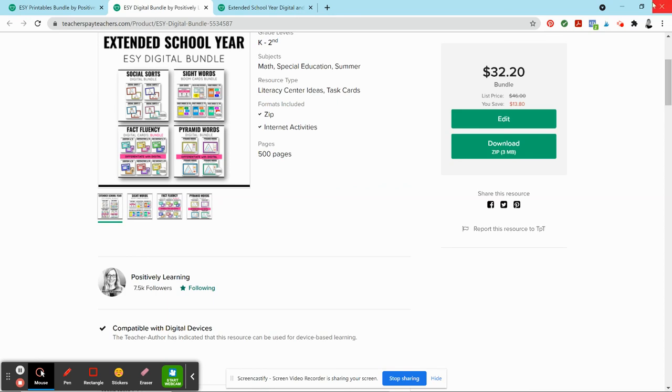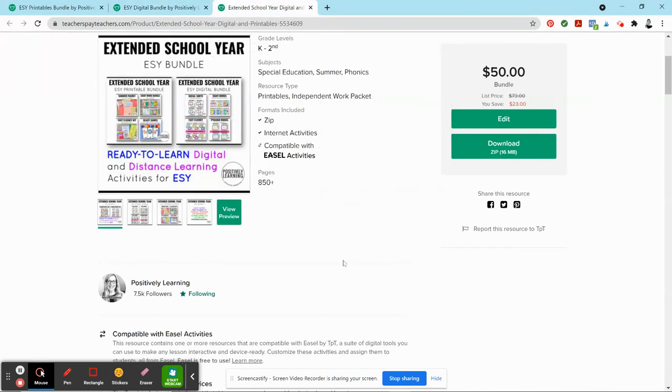All right, and then the last option is that these are both together. And there's a money saving option if you were going to purchase this. But maybe you're listening to this going, I have 22 sets of Boom cards. I already have those. Wait a minute, I have a summer packet. I have tons and tons of sight words. I have an entire fact fluency program, and I have some fun phonics games. I just now have ideas on how to use them.